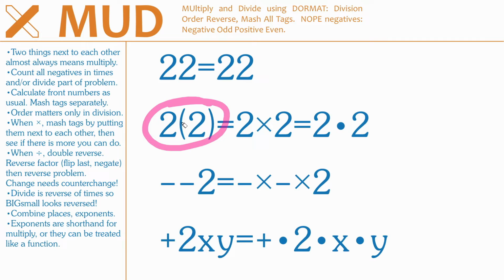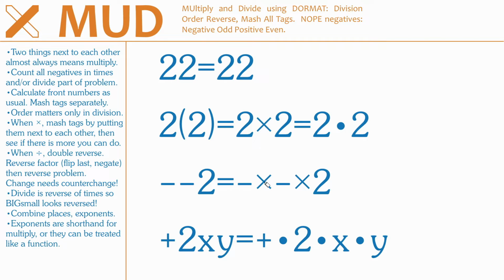2 next to parentheses means 2 times whatever's in the parentheses. So this problem is 2 times 2, which is 2 times 2, which is 2 times 2. Same thing down here. If we have 2 signs next to each other, that means they multiply. So negative negative 2 is the same as negative times negative 2. Just a matter of notation.